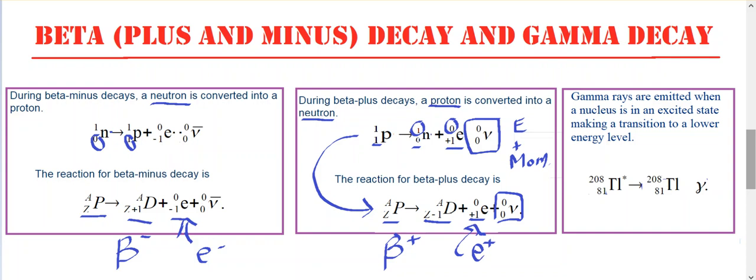Lastly, we have gamma decay. Gamma decay is when gamma rays are emitted when a nucleus is in an excited state, making a transition to a lower energy level. So as you notice, we do not transform the element. It is the same element with the same nucleon number and atomic number. The only difference is that we have a gamma to conserve the energy that was lost, because it's making a transition to a lower energy state.